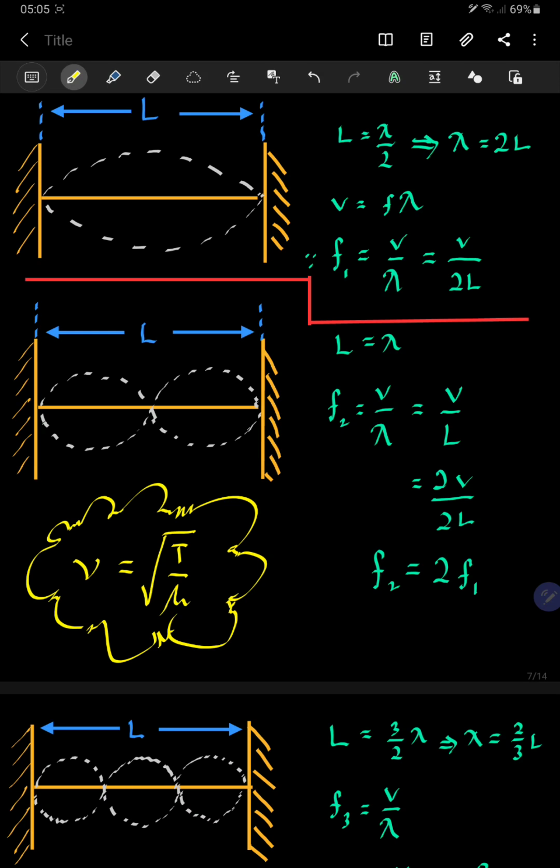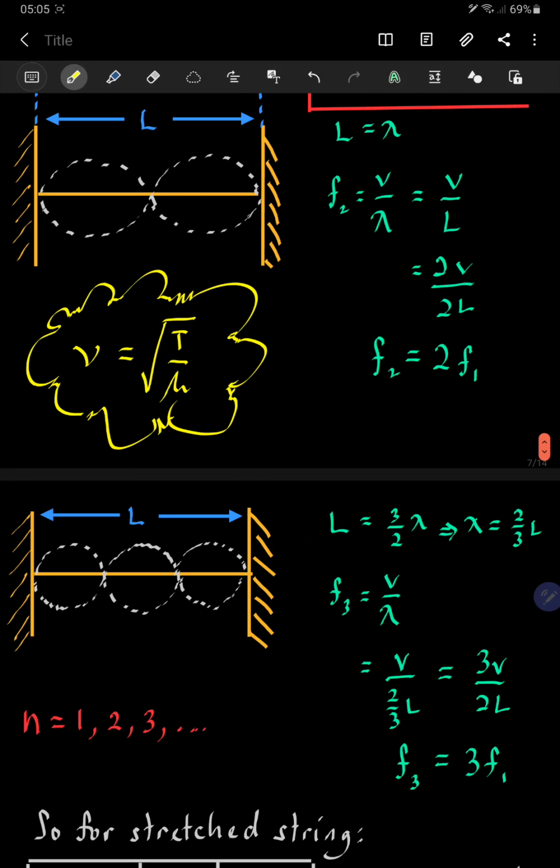Alright. So what is V here? This is the speed of the wave on the string. So how do we get this V? Using the equation V equals square root of T over mu. What is that? T is the tension and mu is mass per unit length. So mu equals m over L.